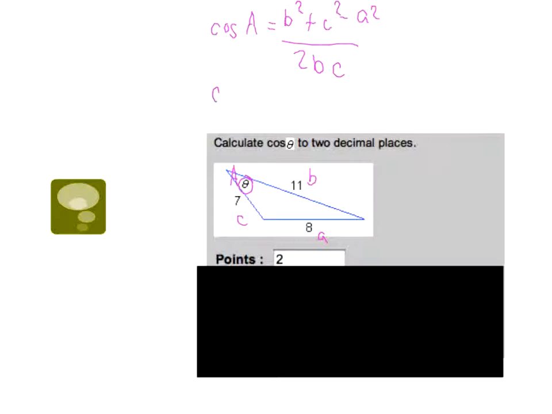So let's fill in our numbers here. So I have cosine A equals 11 squared plus 7 squared minus 8 squared all over 2 times b times c. Let me give you just a second to copy that down and then we'll solve it together.